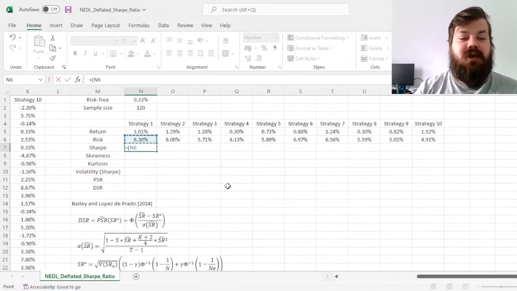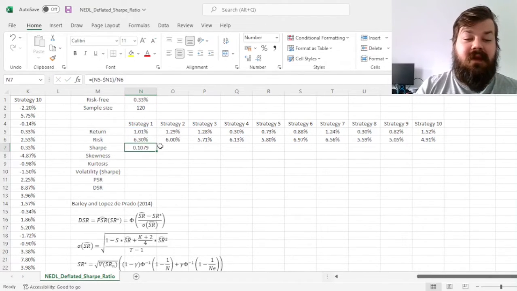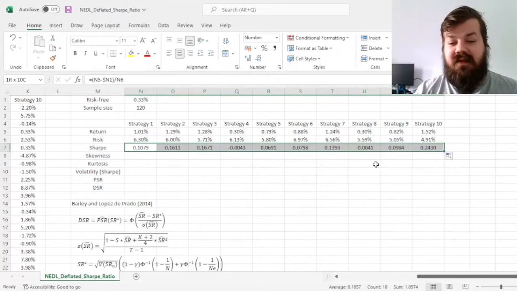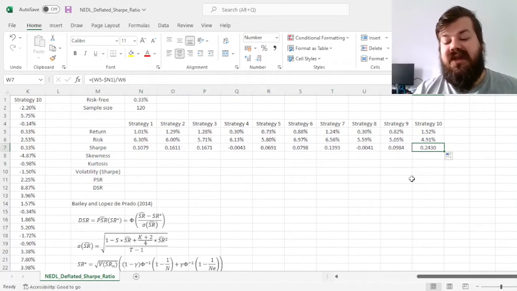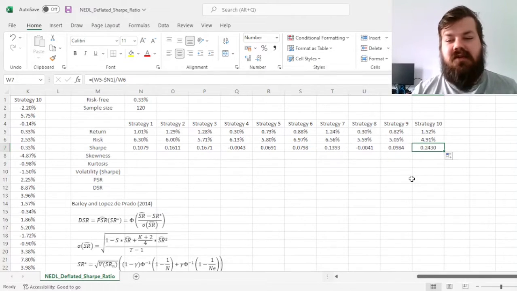And for the Sharpe ratios, we need to subtract the risk-free rate from the return, lock in the column here, as the risk-free rate is universal across all strategies, dividing it by the strategy-specific volatility, giving us a range of our Sharpe ratios. And we can see, even the naked eye spots that strategy 10 indeed has the highest Sharpe ratio of them all, and by quite a bit. So is this strategy indeed something genuine?